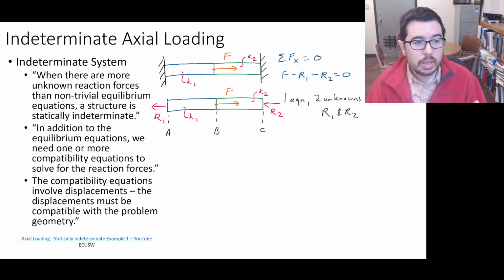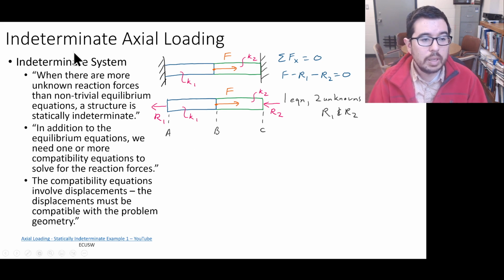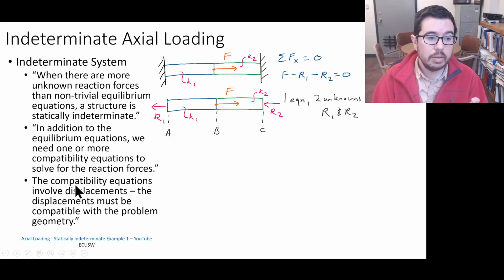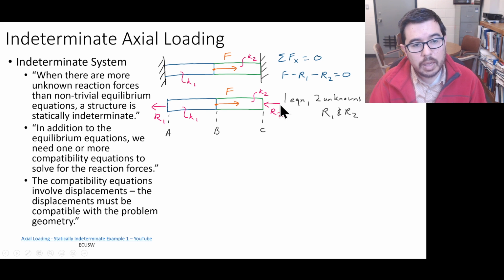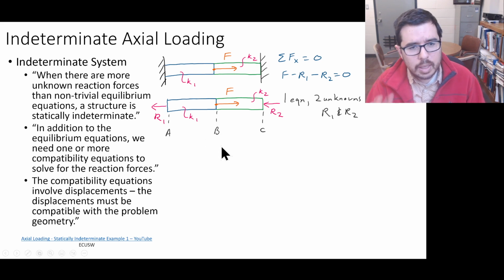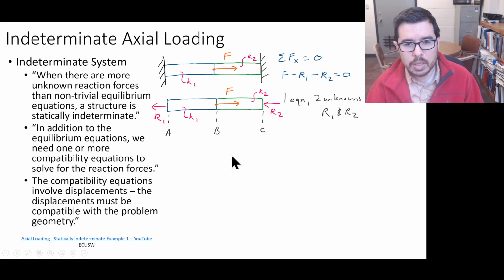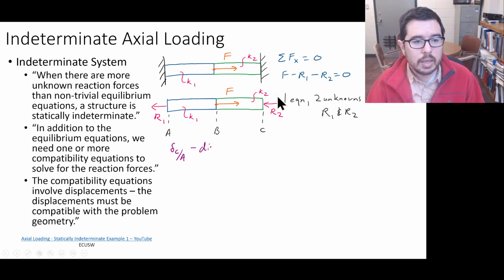Now, we apply what we know with indeterminate axial loading to think about the displacements and how they can help us solve for this problem. So here we had one equation and two unknowns, R1 and R2. And we still have this system, but let's spend a few seconds talking about the displacement. So we can say that we have our displacement of this side against this side, A.